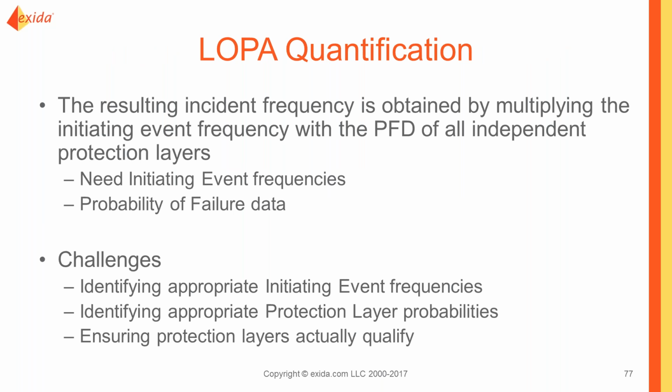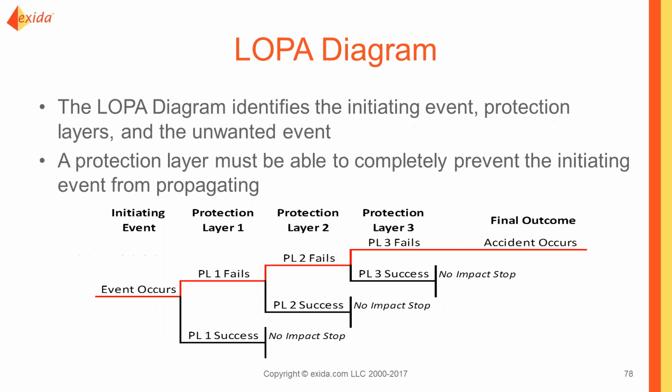So we're going to get an incident frequency multiplied by the layers of protection. To do it well, we're going to need initiating event frequencies and probability of failure data. So we could create a LOPA diagram where we have an initiating event times the probability that layer 1 fails, times the probability that layer 2 fails, times the probability of layer 3, and we're going to get an accident as an outcome.